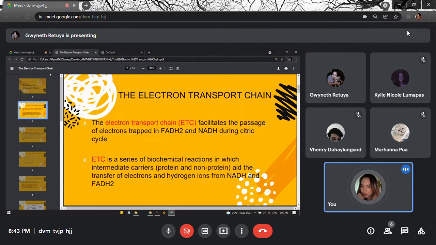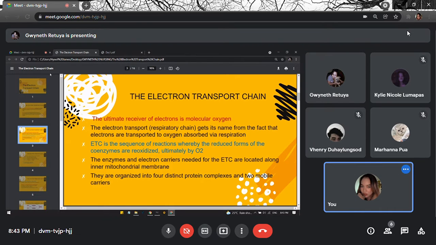So, FADH2 and NADH contain electrons which are passed to this set of enzymes and complexes. ETC is the series of biochemical reactions in which intermediate carriers, protein and non-protein, aid the transfer of electrons and hydrogen ions from NADH and FADH2. Next, the ultimate receiver of electrons is molecular oxygen.